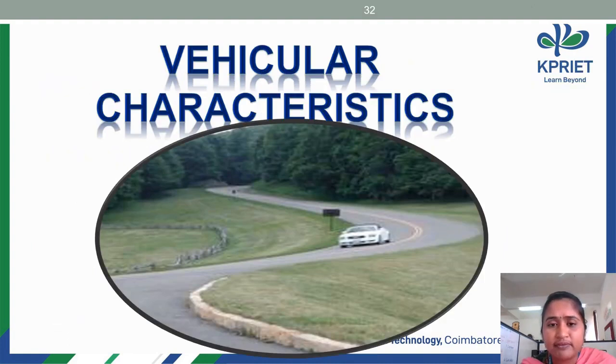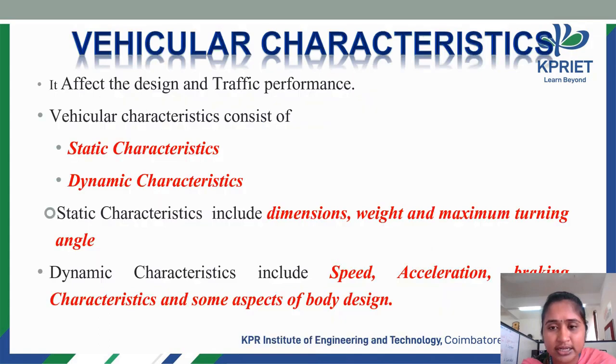Vehicular characteristics. We have vehicular characteristics, that is static characteristics and dynamic characteristics. These are the two major characteristics of the vehicle because they affect the design and traffic performance. The static characteristics include dimensions, weight, and maximum turning angle. And the dynamic characteristics include speed, acceleration, braking characteristics, and some aspects of body design.